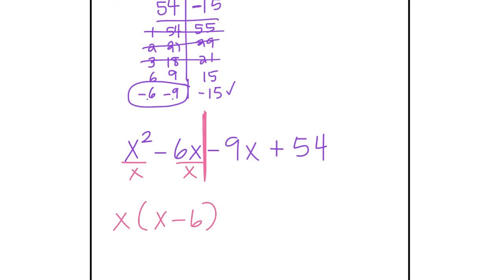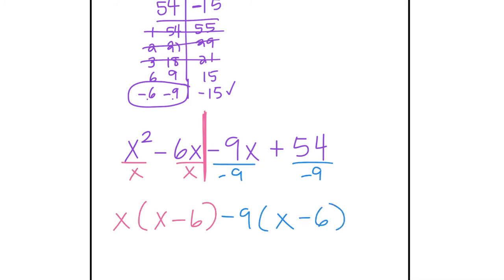Okay, on the other side, they don't have x's in common, but I know I can divide both of them by 9. More specifically, a negative 9, because this first one was negative. So when I do that, I'm going to write my negative 9 here. This would come out to x, and then 54 divided by negative 9 is negative 6.